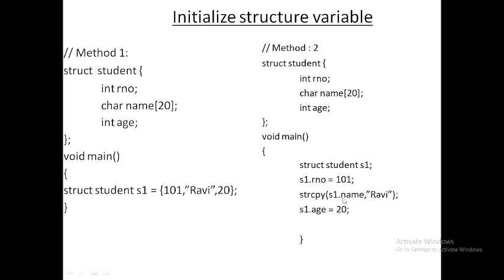Then I want to store the name. So S1 dot name Ravi. So we can store like this as well. Okay, because name is a string. See, name is a character array, so it's a string. To copy the string, we have a function strcpy.